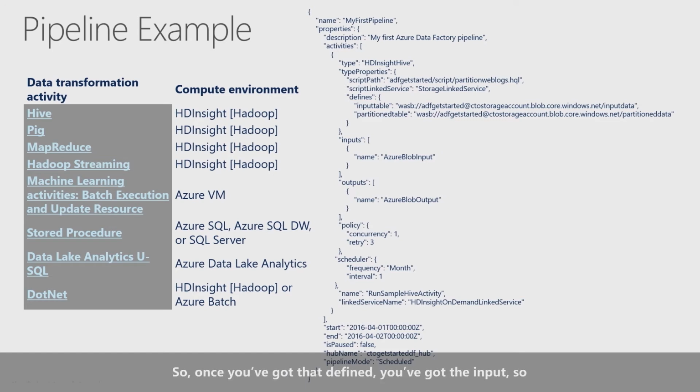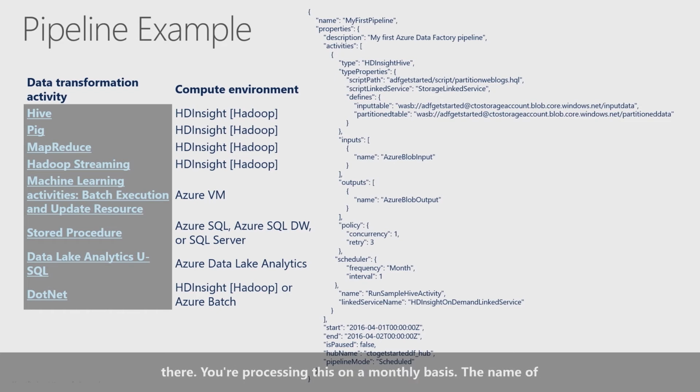Once you've got that defined, you've got the input. So you've got Azure Blob Input, which is the name of a link service called Azure Blob Input. The output is Azure Blob Output because you've got a link service called Azure Blob Output. So you've got Azure Blob Input, Azure Blob Output, and in the middle, an HD Insight Hive that's processing that data. And then the policy, which was omitted last time, is saying there's only one time this activity can execute. If it fails the first time it executes, I'm going to do 3 retries. That's where you put retry logic in, in case there's some intermittent transient problem.